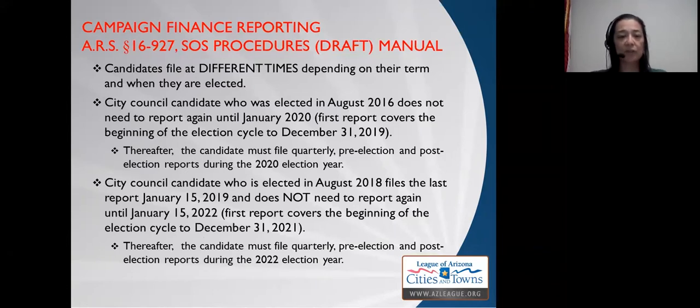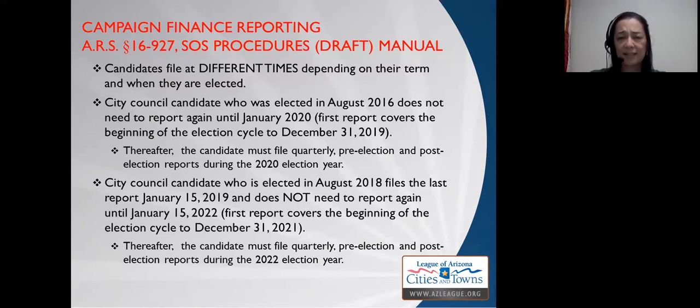And then thereafter, we follow the same pattern of 2 quarterly reports, and then you start hitting your pre-election, post-election reports. Also, let's say you have a city candidate who was elected this year in August of 2018. They filed their last report January 15th of 2019, because that'll cover the rest of this election cycle, the end of this year. They don't need to report again until January 15th of 2022. And again, that'll be the first report, and it will cover everything through December 31st of 2021.